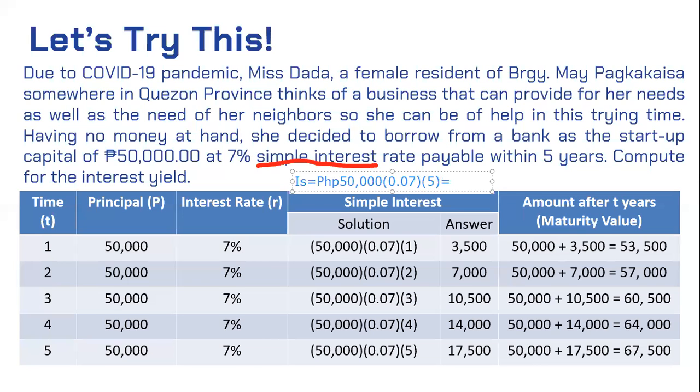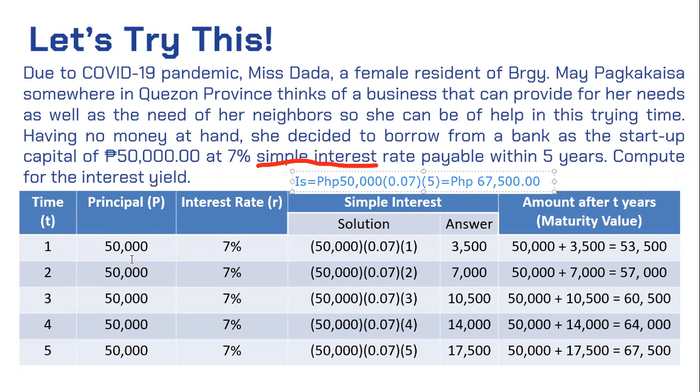Diba? So, pag minultiply natin yan, same lang nang lalabas that the total amount of money to be paid is 67,500 pesos. So, ito lang naman pinakita dun sa table natin. Diba? Diba mga anak? Opo. Yan. Thank you. So, ganun lang po yung paggamit ng formula natin.